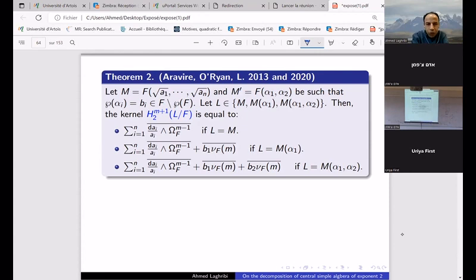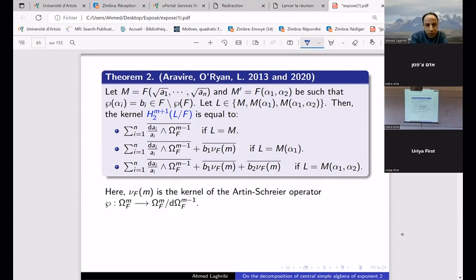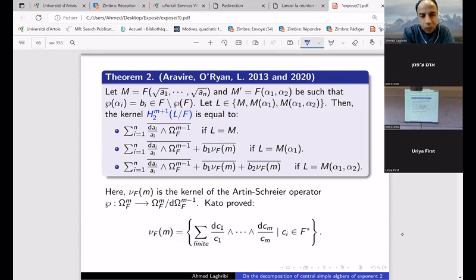And here you see this group. We have nu_F(M). What is it? nu_F(M) is just the kernel of the Artin-Schreier operator P. And F_M is just the group additively generated by dlog symbols.